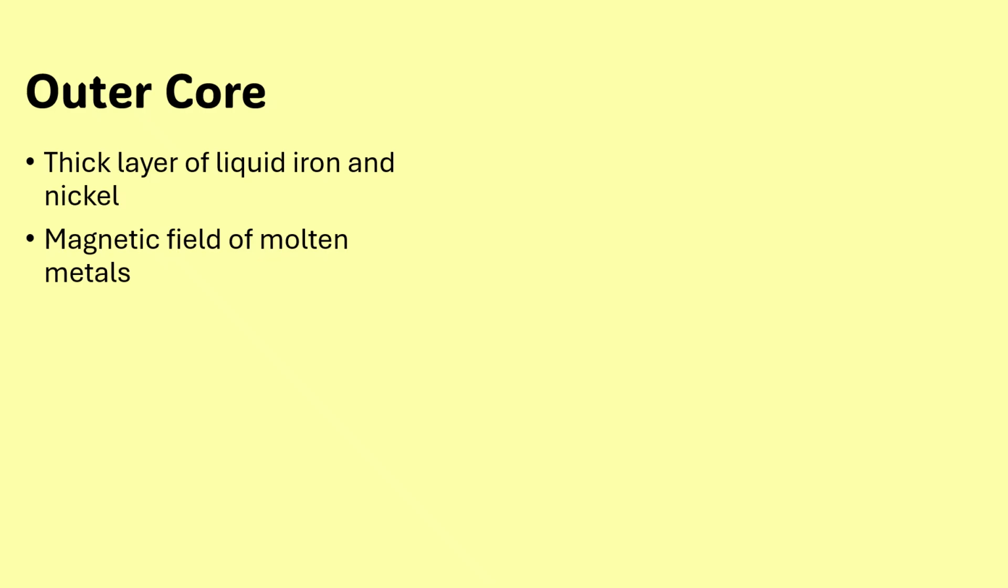Now moving on to the outer core, which is a thick layer of liquid iron and nickel. The reason that the outer core is a liquid is because of the pressure and high temperature that this part of the earth is under. It's a magnetic field of molten metals.